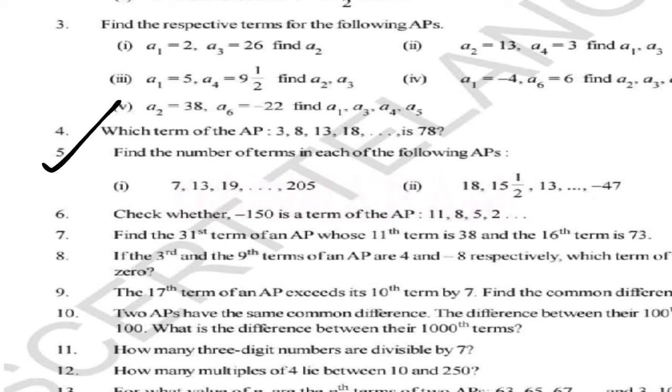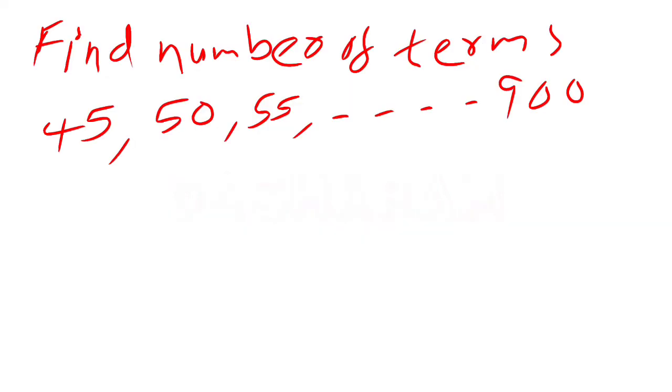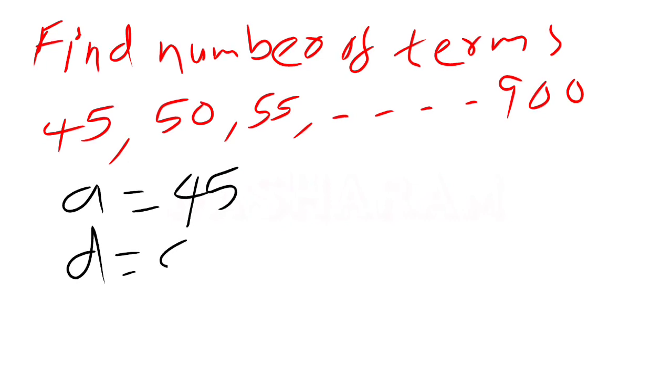I will take a new problem to explain this. So here: find the number of terms in the AP 45, 50, 55, dash 900. To find the number of terms, first I am taking the A value, that is 45, and the D value, that is A2 minus A1.